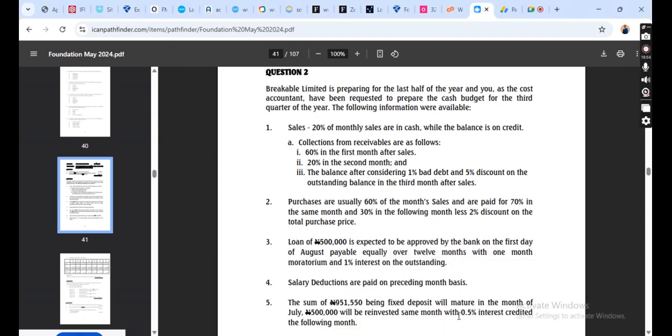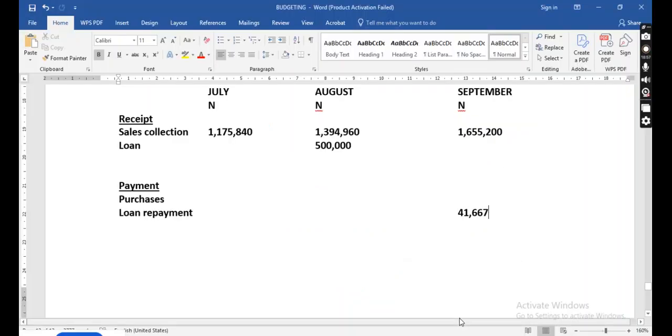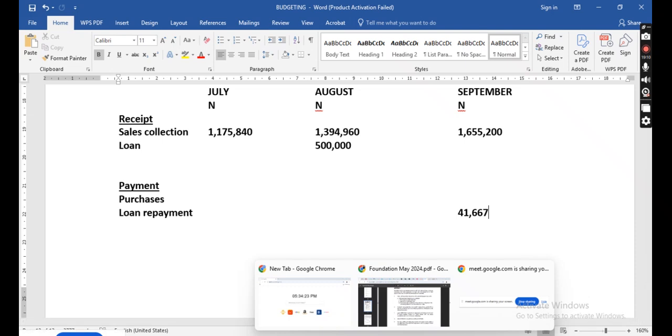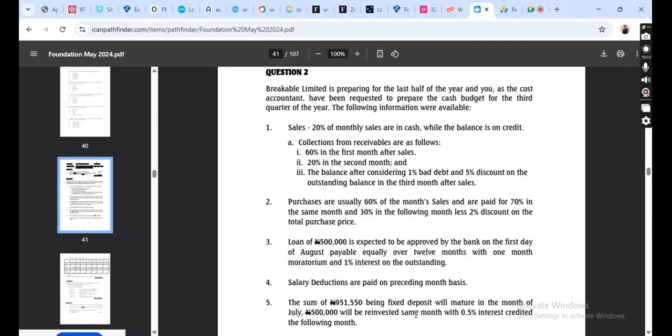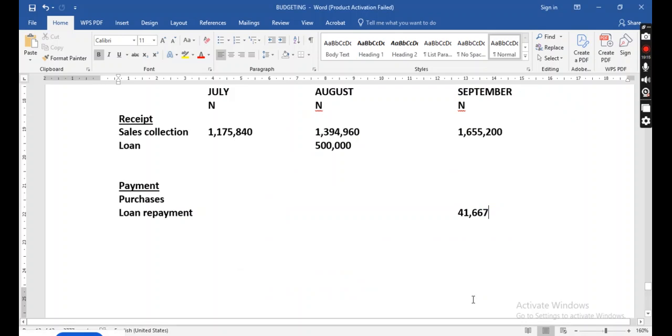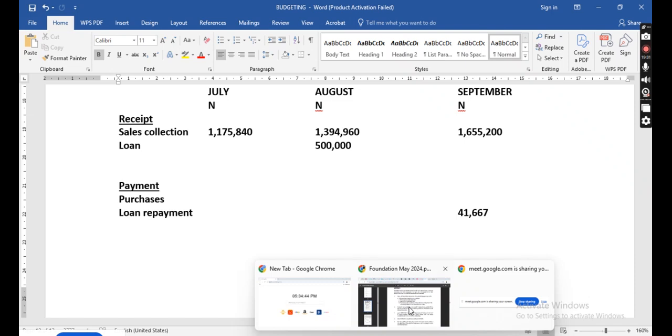1% interest on outstanding. Now, the question is, what is outstanding? The outstanding is, you still have September, you still have October, November, December, right? And it's equally shared. So what will be the 1% of 41667? What is the 1%? 416.67. Okay.